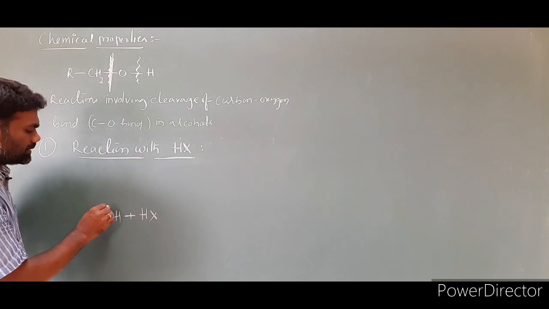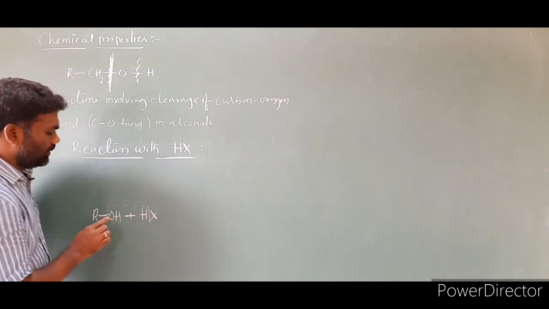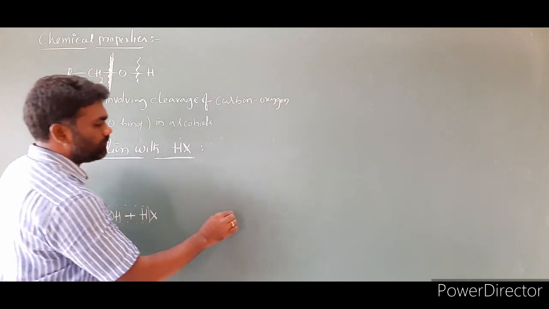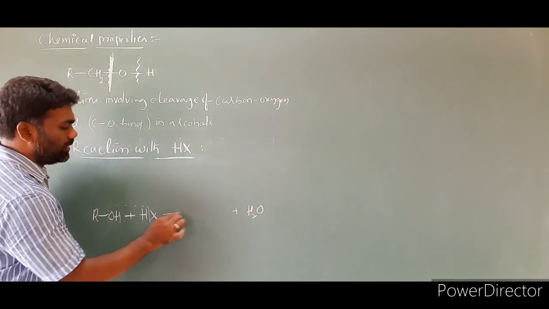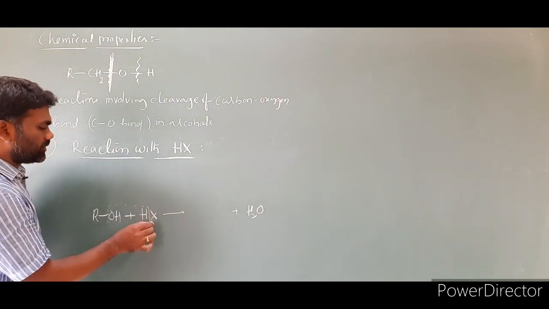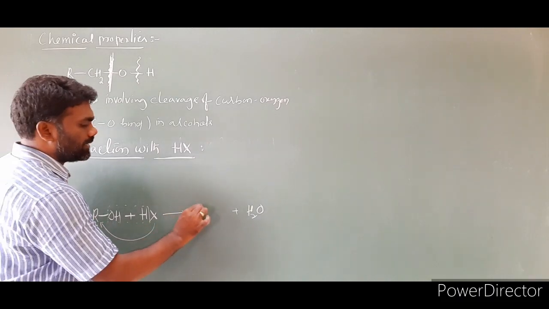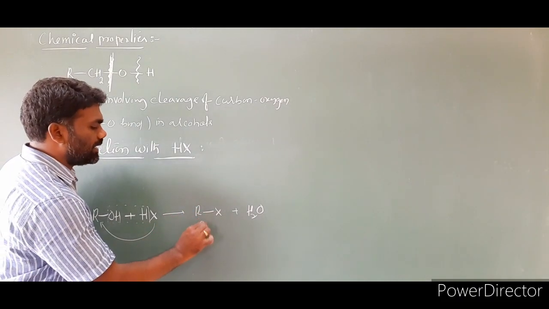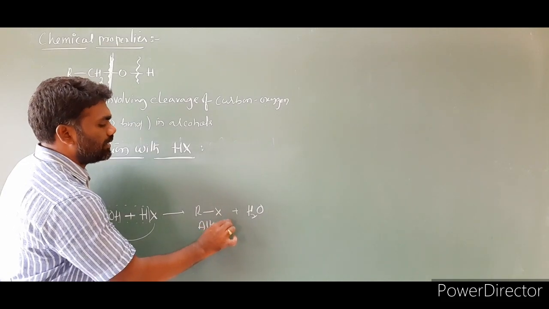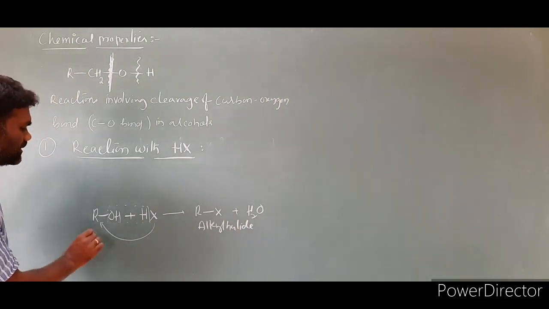Now, how to write the product? Remove this OH, take this hydrogen. OH and H eliminate in the form of H2O, so one product is H2O. Then this X is attached to this R, and the product is RX plus H2O. This RX is called an alkyl halide. This is the alcohol.